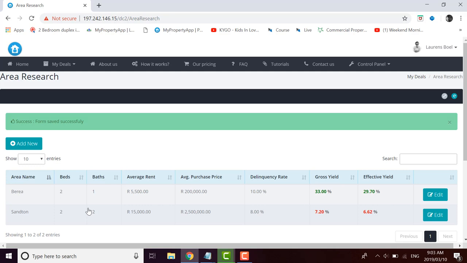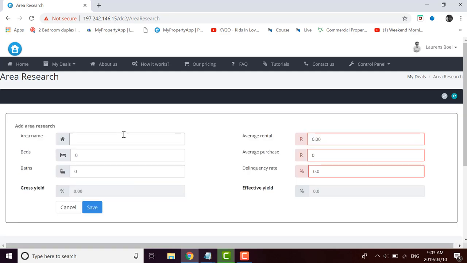So now we'll save it, and let's add one more. Let's say we're going to look at Boksburg. Right, the average rental for a 2-bed is, let's say, 6,500 for a 2-bed. Average purchase price of 480,000 Rand, 1 bath. And the delinquency rate, let's imagine that it's a little bit higher. Let's say it's around the 16% mark.